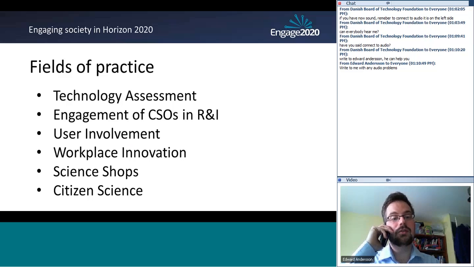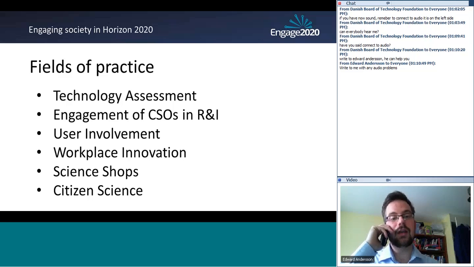Engagement of CSOs in research and innovation obviously has a long history, and in certain fields like health, it's very well established. You have the active involvement of users in innovation projects, in health research. You have active involvement in workplace innovation as a way of increasing productivity, improving results. We have science shops, so centers at universities and other higher education institutions which aim to act as a bridge between CSOs and citizens and the research community to allow citizens to affect and influence research questions.